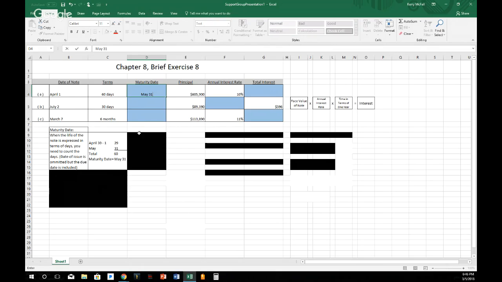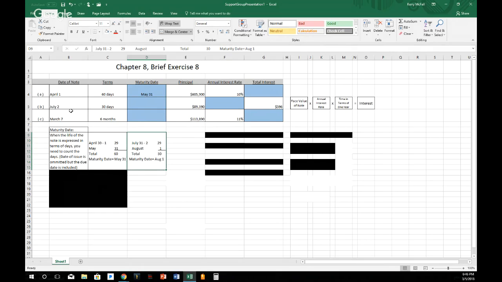The second one, the same idea applies. We have July 2nd, but it is only a 30-day note. July has 31 days. Then we omit the second and the first, obviously. That leaves us with 31 minus those 2 days, which gives us 29 days. To reach our 30 days, we need one more day in August, which puts us at August 1st. So that makes our maturity date for the second note August 1st.